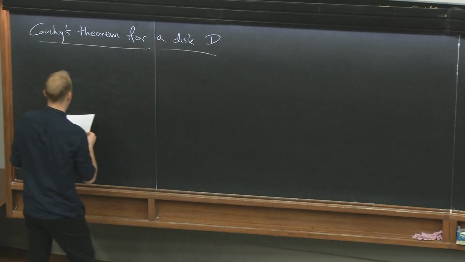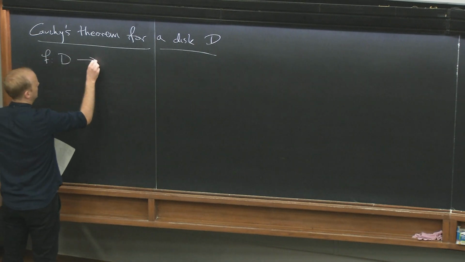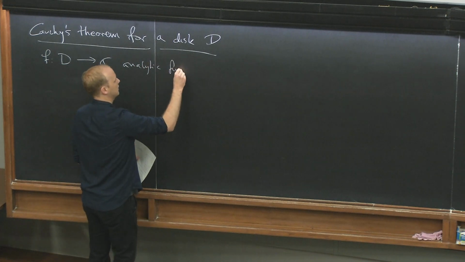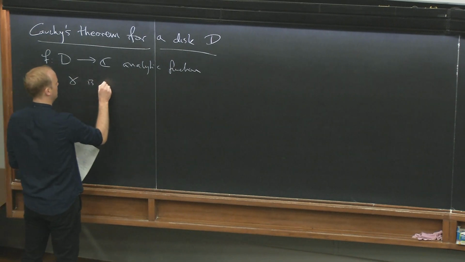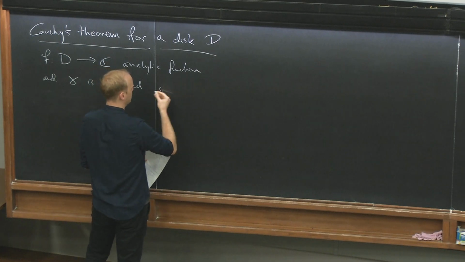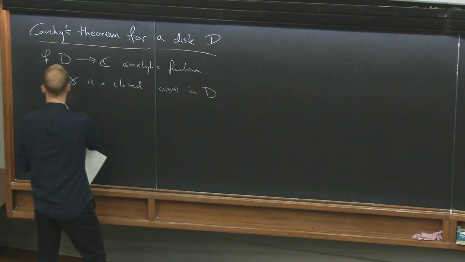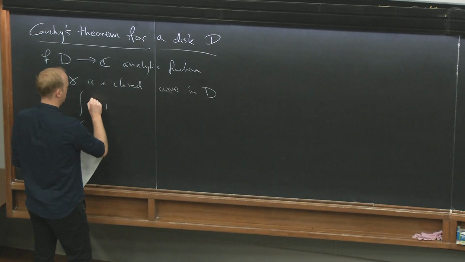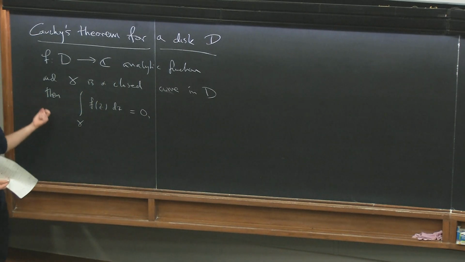OK, so we have this theorem, which says that if f is an analytic function on the disk, and gamma is a closed curve, closed path, closed contour, but a closed curve in D, then the integral along gamma of f of z dz is equal to 0.